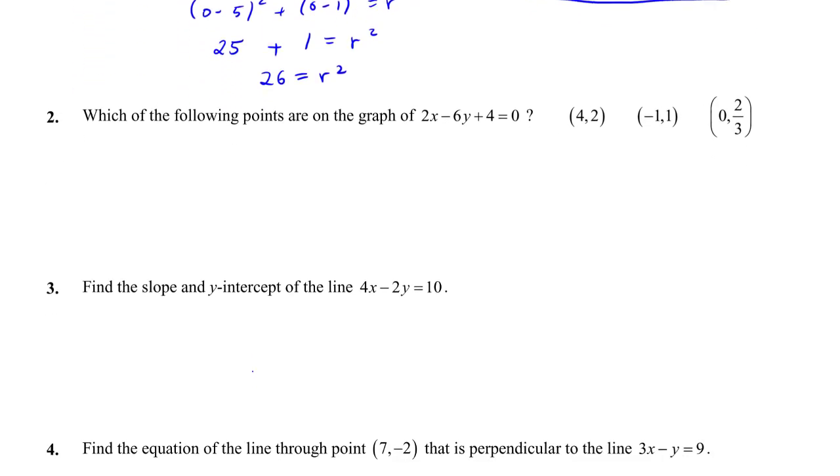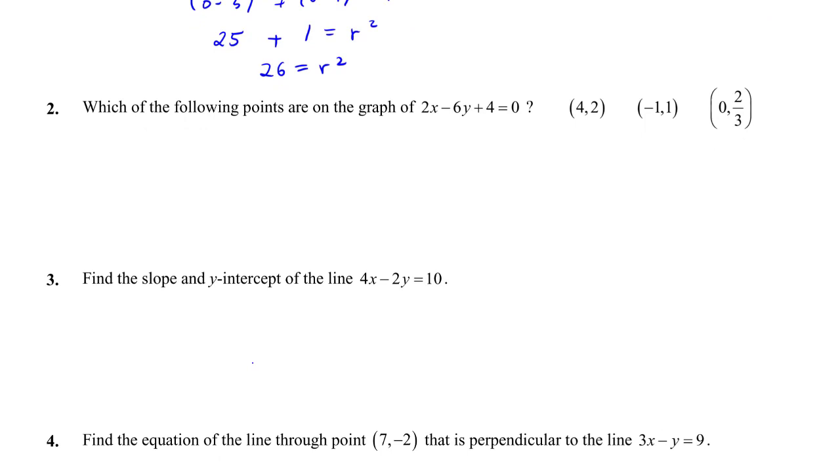All right, which of the following points are on the graph of 2x minus 6y plus 4 equals 0? All right, so what does it mean for a point to be on the graph of an equation? It means those points would satisfy that equation. So I would just have to check.